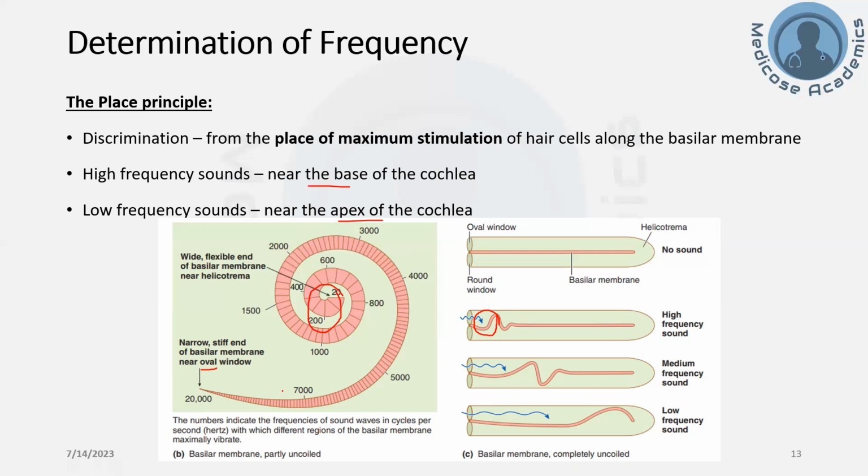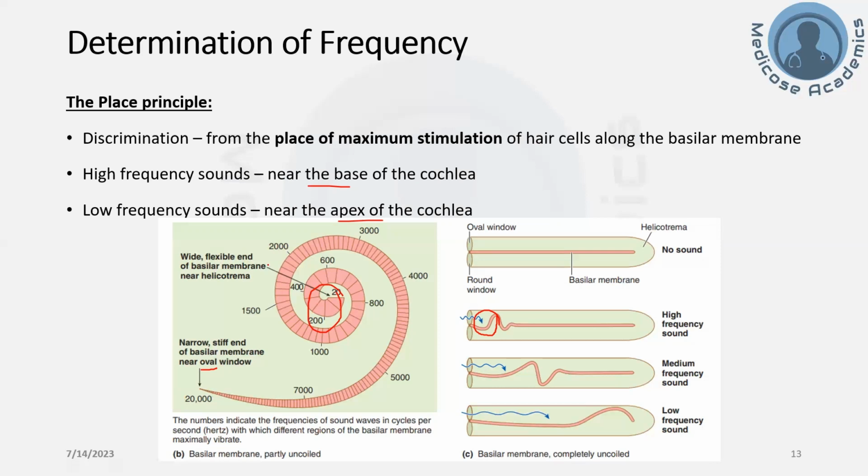And you can see that the sound frequencies which lie between the high and low, that is the intermediate sound frequencies, are going to cause the maximal stimulation of hair cells along these intermediate areas, the areas between the two extremes, that near the oval window and that far away from it, close to the helicotrema or apex of the cochlea.